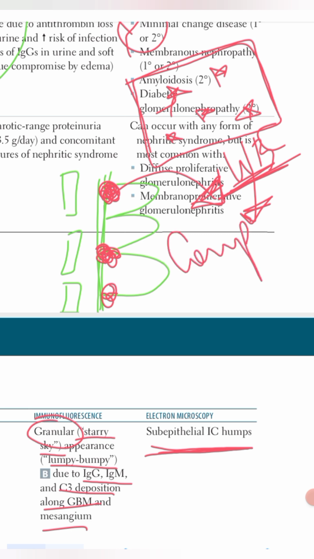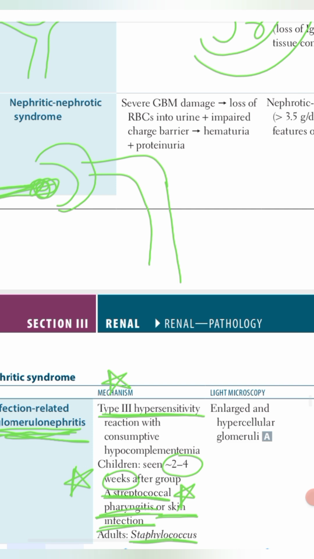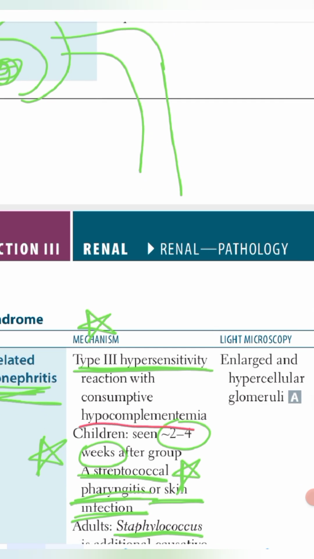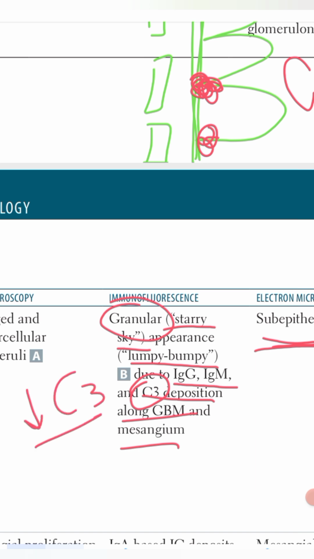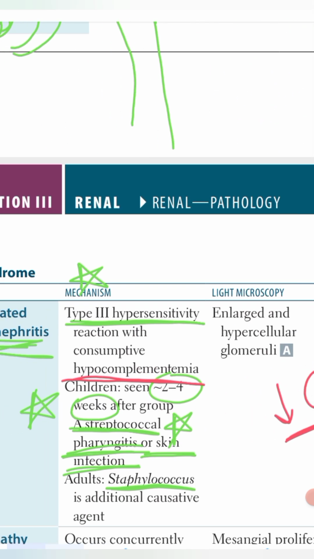Complement activation will cause hypocomplementemia, because the complements will be consumed in this process, and the level of complements like C3 will be less in the blood, because it will be deposited along the glomerular basement membrane and the mesangium. So that's why their level will decrease in the blood.